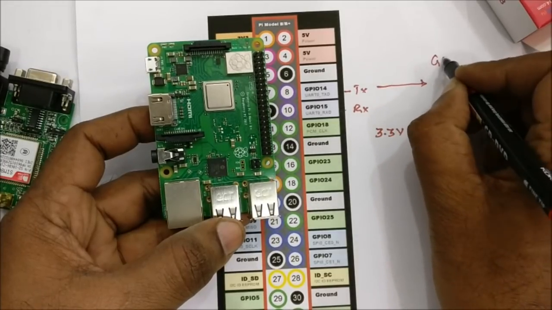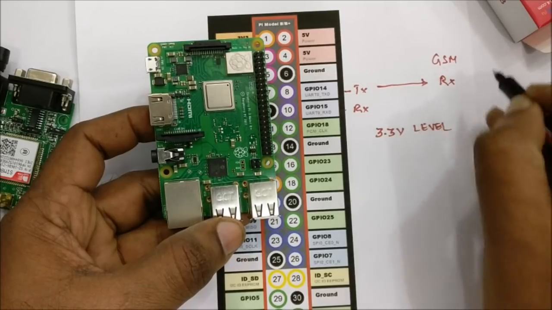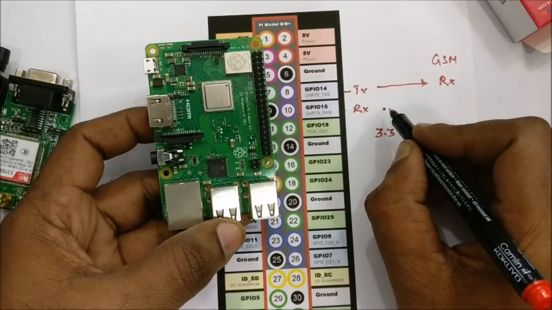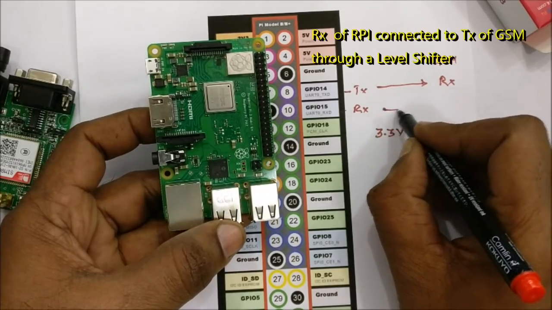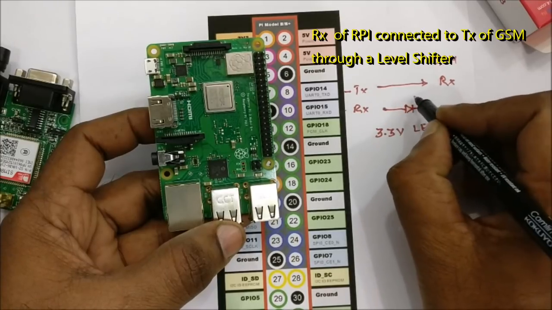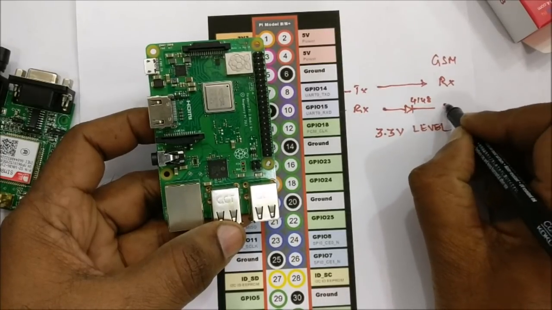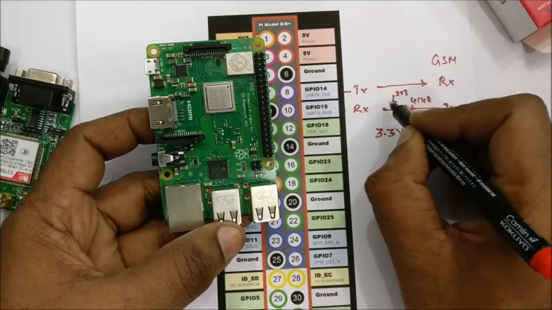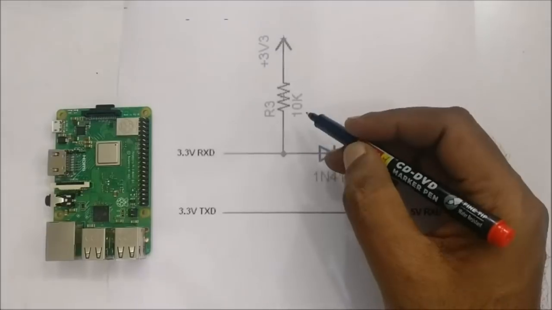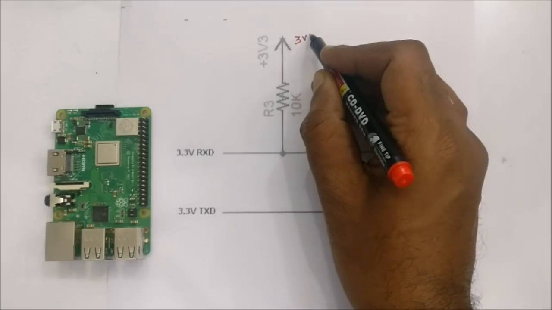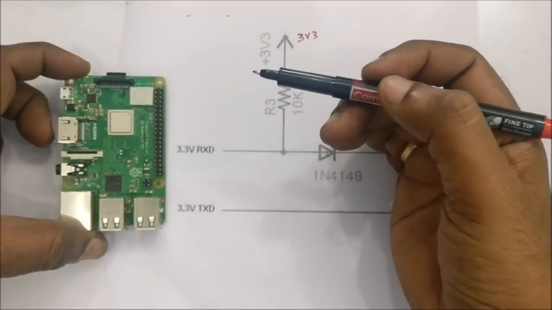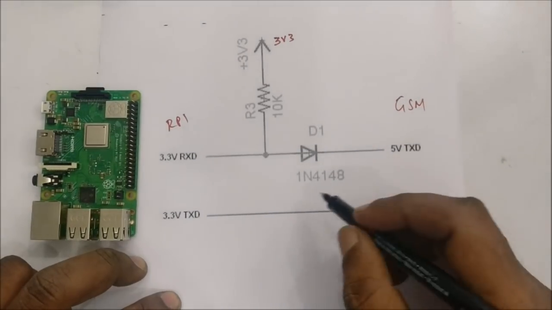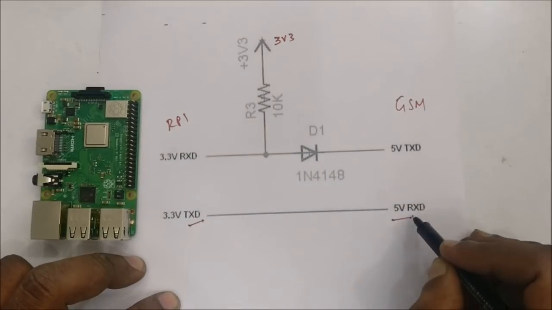The TX of Raspberry Pi can be connected directly to GSM RX. As GSM RX will accept 3.3 as high, you can directly connect this pin. But while connecting RX of RPi to TX of GSM, a level shifter is required in between. A signal diode 1N4148 and a 10K resistor is used as a level shifter. The Raspberry Pi's RX is pulled high to 3.3 volt using the 10K resistor, and the signal diode 1N4148 is used in between the TX and RX pins of Raspberry Pi and GSM.